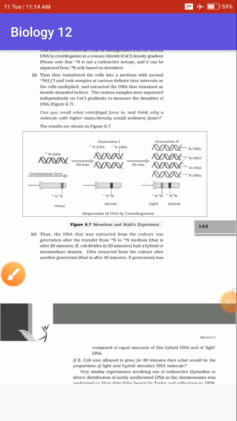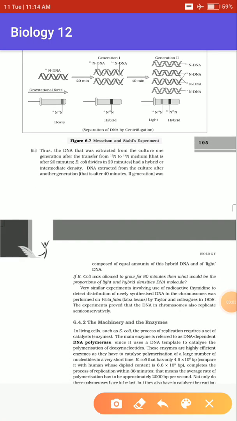In the previous class, we discussed the Meselson-Stahl experiment to understand how the replication process in DNA takes place. Right.